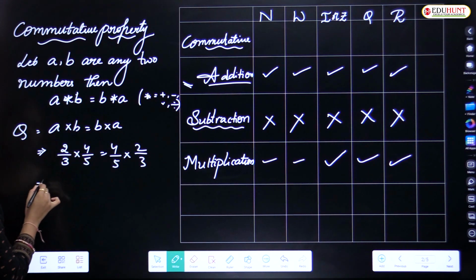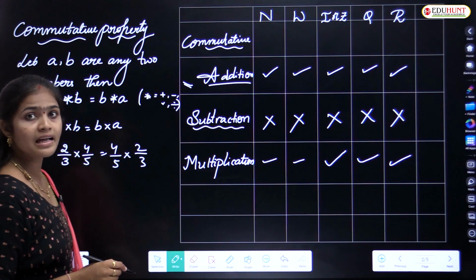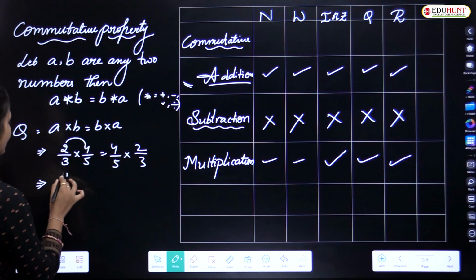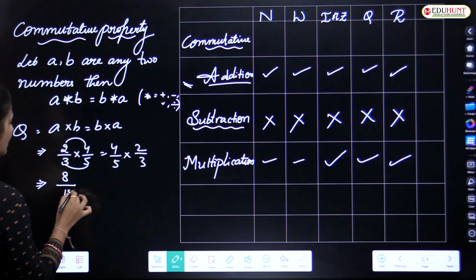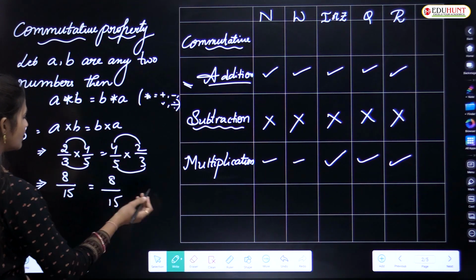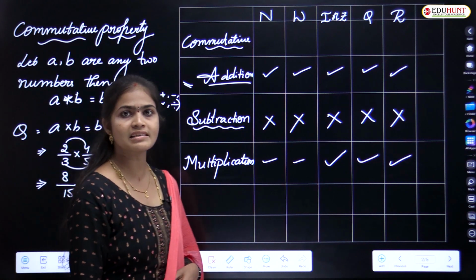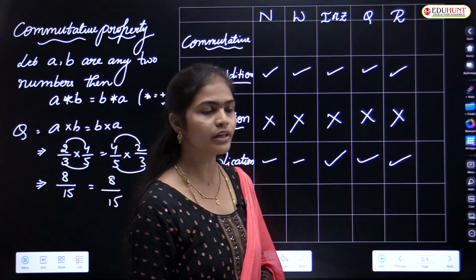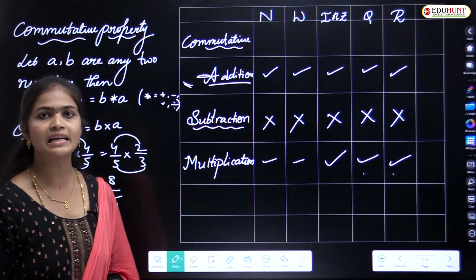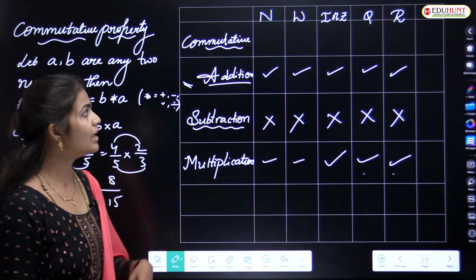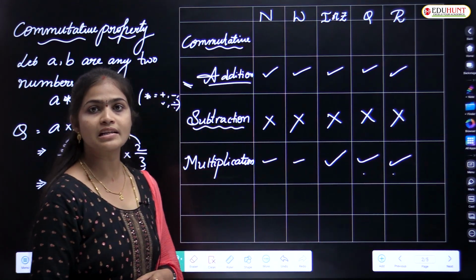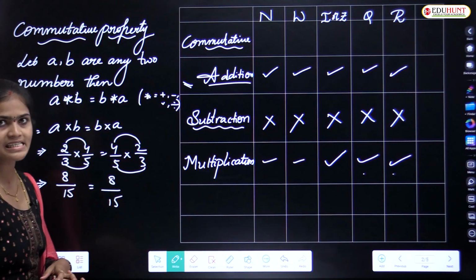In that multiplication we have to multiply numerator by numerator, denominator by denominator, no? So 2 4s are 8 and 3 5s are 15, which is equal to 4 2s are 8, 5 3s are 15. So here I have taken two rational numbers. Is that satisfying or not? Satisfying only, no? So rational numbers are commutative under multiplication, as well as real numbers. What about the real numbers? Real numbers are also commutative under multiplication.